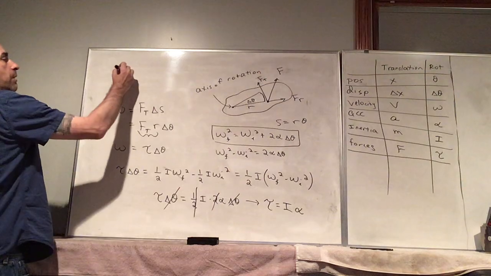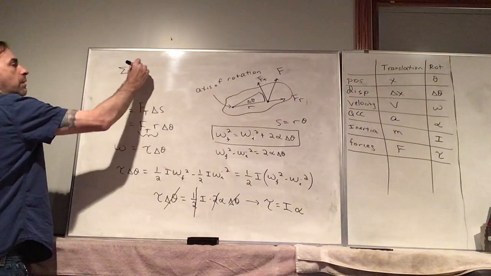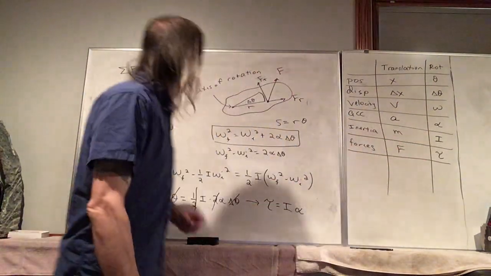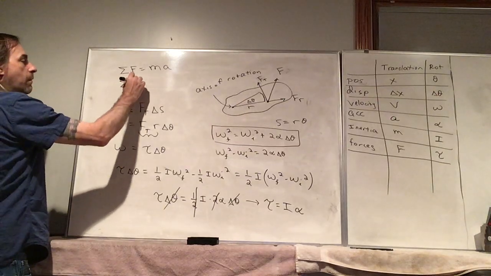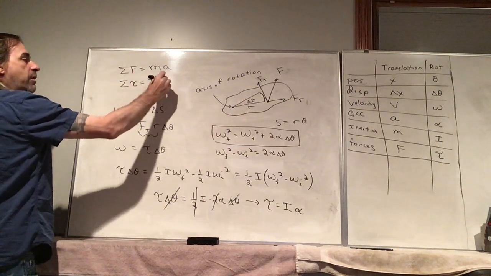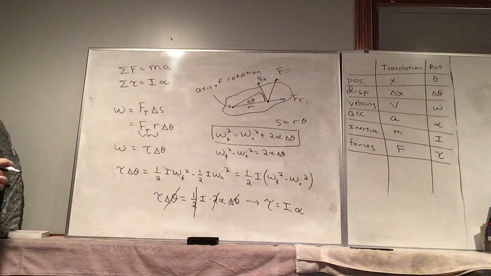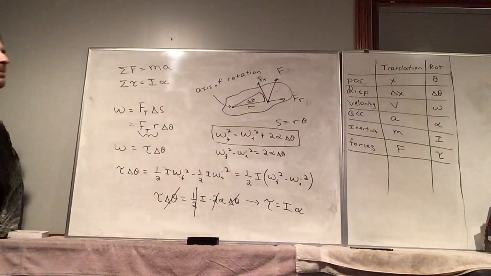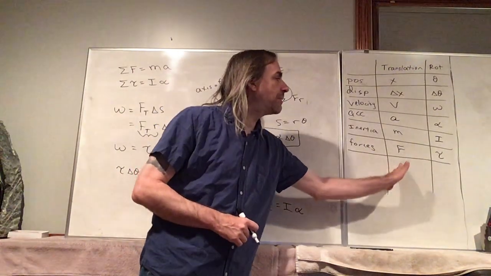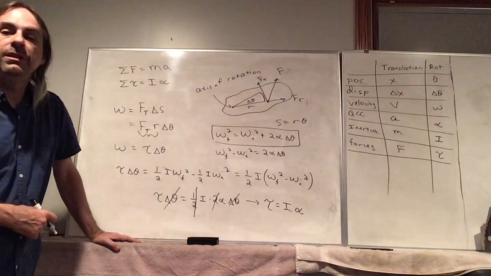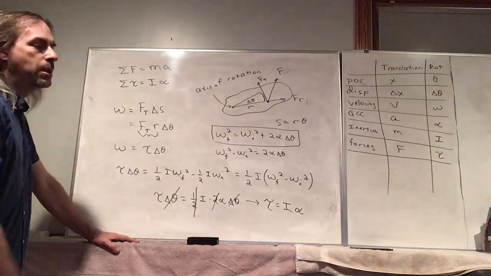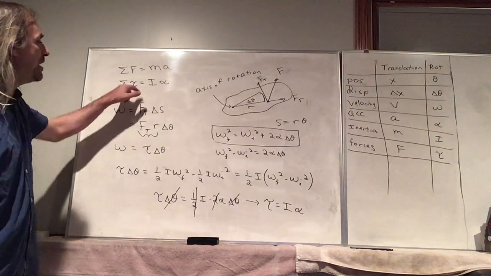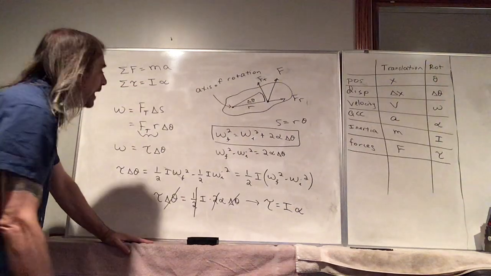Compare that to Newton's second law. Net force is equal to mass times acceleration. If we replace force with torque, mass with moment of inertia, and acceleration with angular acceleration, again, we get a valid equation. So this table is a pretty amazing thing. Everything we talk about with translations applies to rotations as well. You can take any of our translational equations and get a rotational equivalent. And this is basically Newton's second law for rotations.